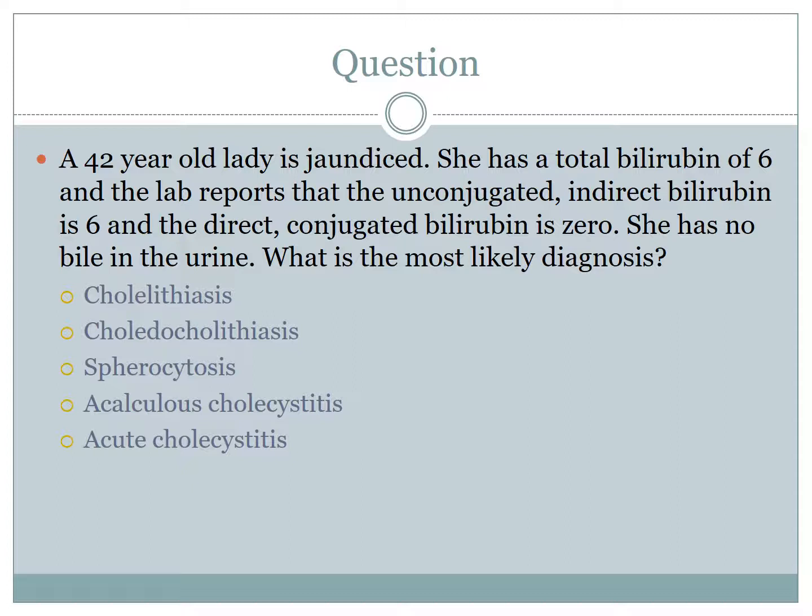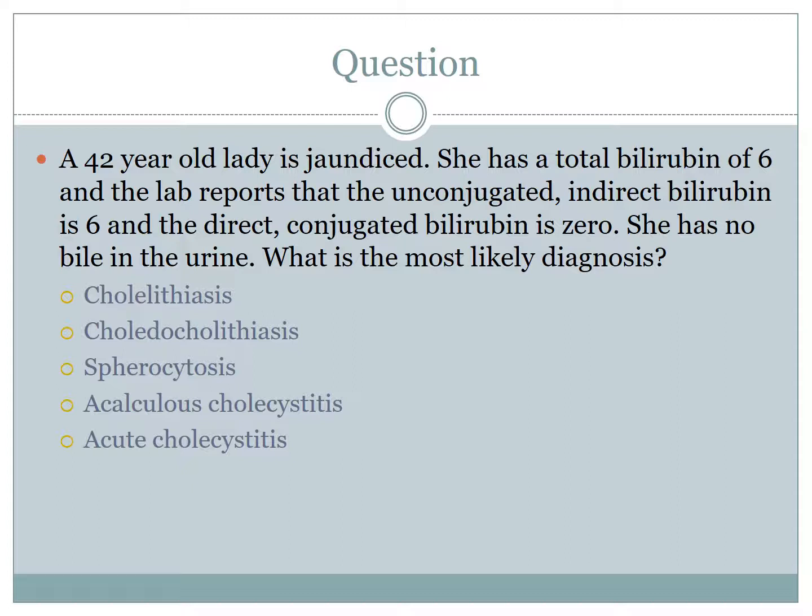Memorizing lab values is hard when you're a med student. Once you see it more in residency, you get more familiar with it. So normal bilirubin is less than 1, and that's a total bilirubin. So this patient's bilirubin is 6, and on top of that it is an indirect bilirubin. So it's indirect or unconjugated.